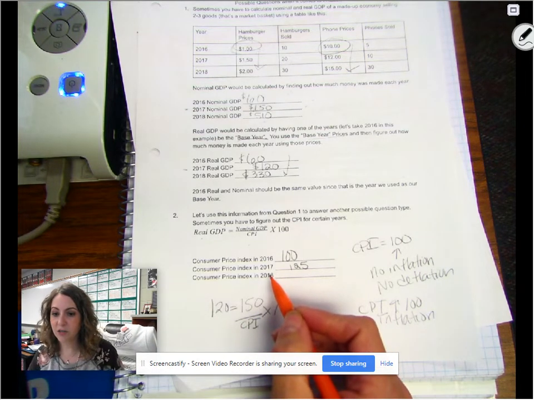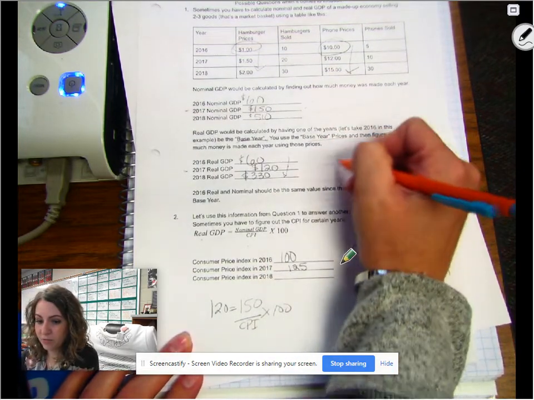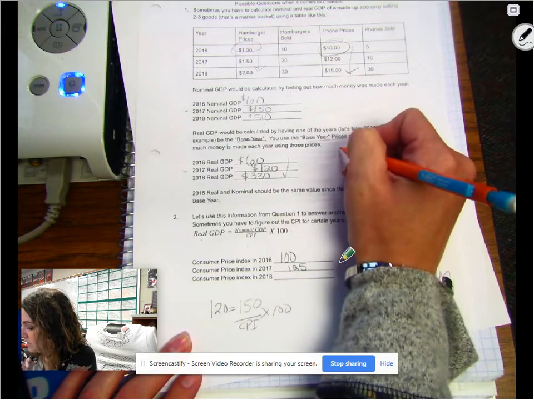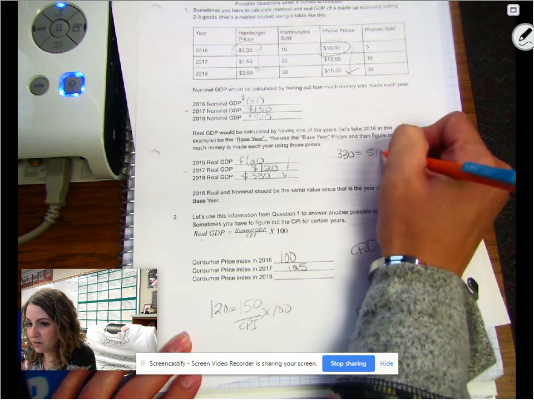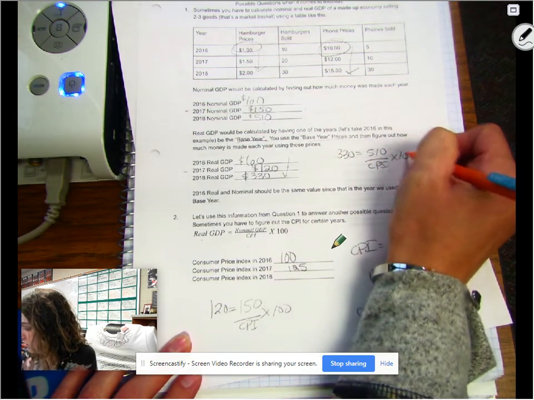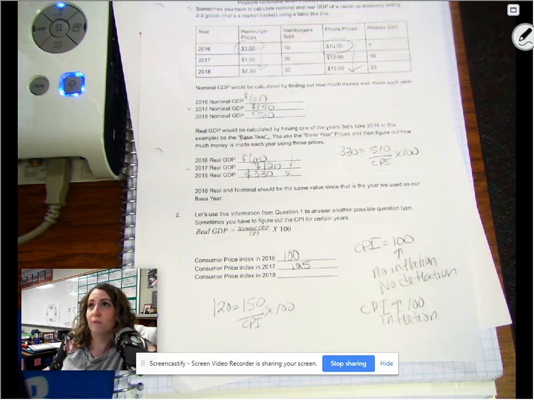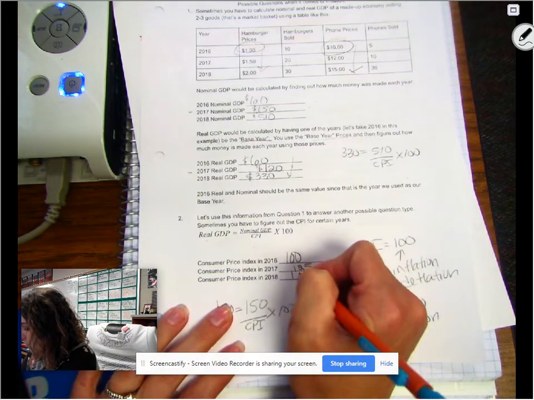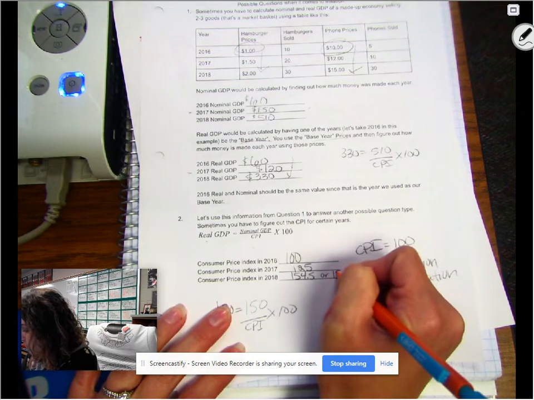2018 is very, very similar. I'm running out of room down here, so I'm going to write it up here. Real of 2018 is 330, which equals nominal, which is 510, over CPI times 100. Solve for CPI, and you're going to get 154.5, or you can say 155. That's fine too.